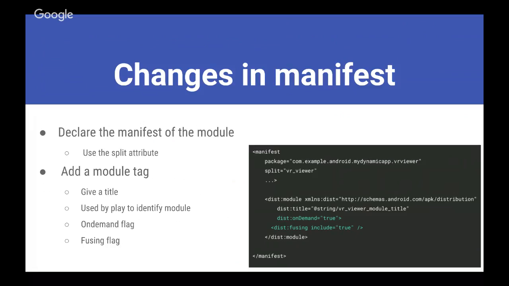Now, in case you already have code and want to convert, there are a couple of things you have to do. One, in your manifest, you have to add a module tag, give it a title, and set the on-demand flag and the fusing flag. Set them to true or false to indicate to the build system that this is something that has to be served on demand, or for pre-L devices, it has to be included within the APK that is getting generated.